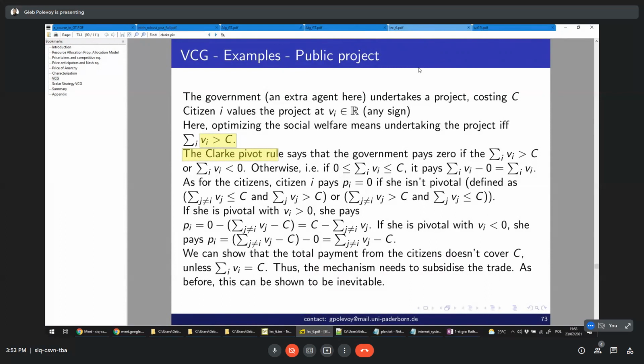So when the sum of the values is greater than C, it means that the project is undertaken. It means that regardless whether you think only of the best of the citizens or you also think of the government, you will build the project regardless, because the sum of the values is greater than C. So the same alternative will be chosen, and therefore the government will pay nothing because it has not imposed any utility on the players.